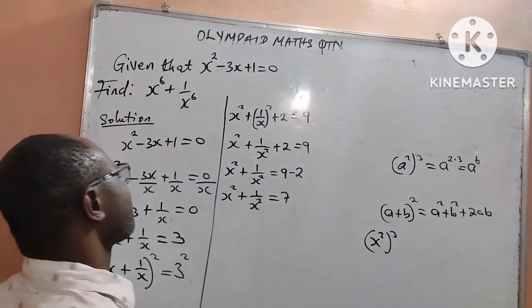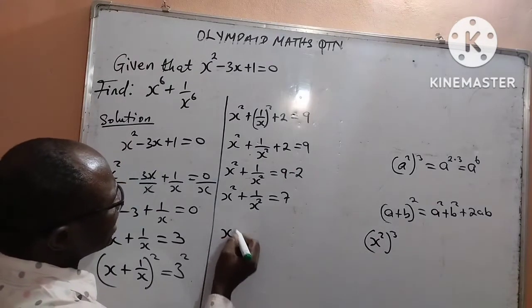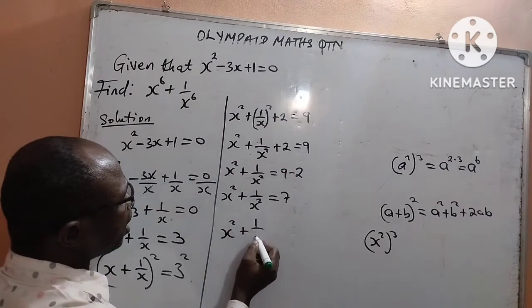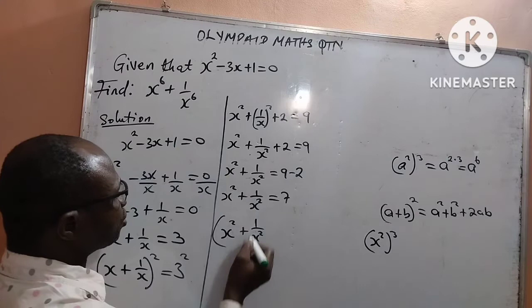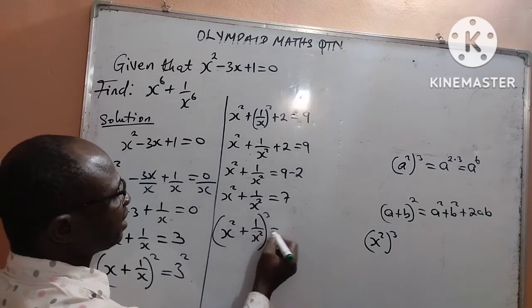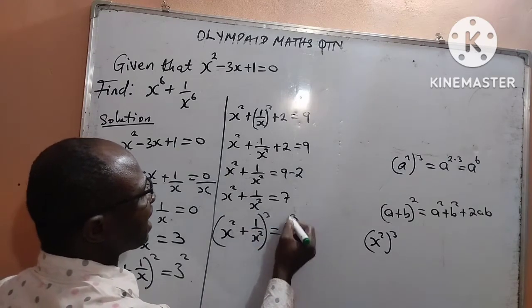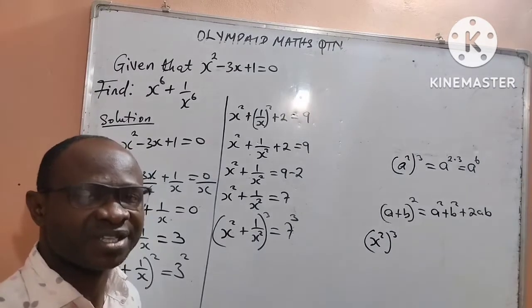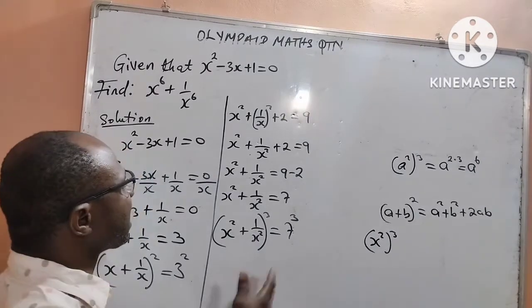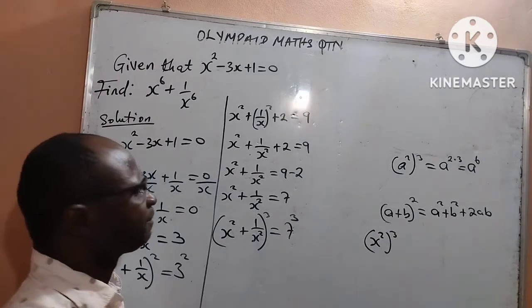What does that mean? It means I can write ((x^2 + 1)/x^2)^3, and then on the right hand side I still have it to the power 3. So the equation is still balanced since both sides are raised to the power 3.